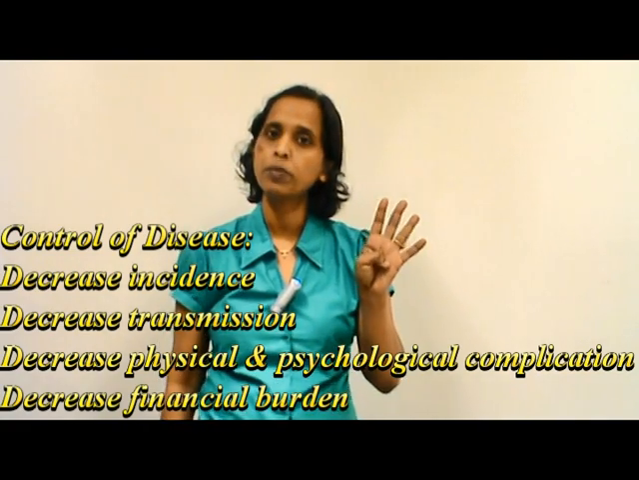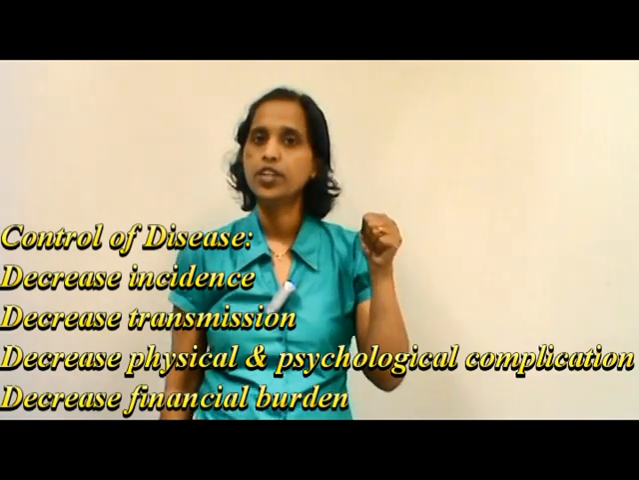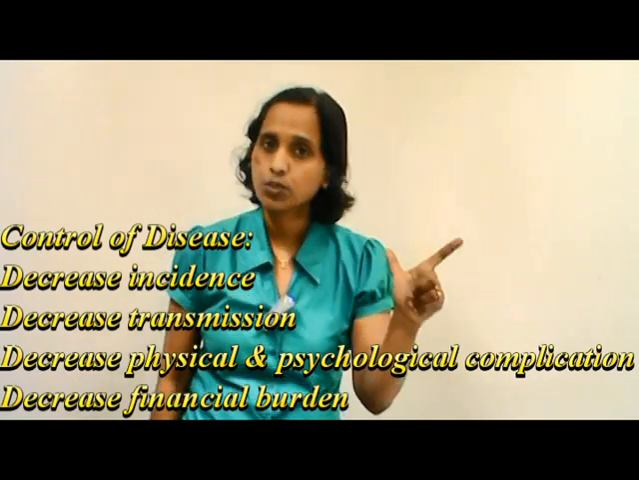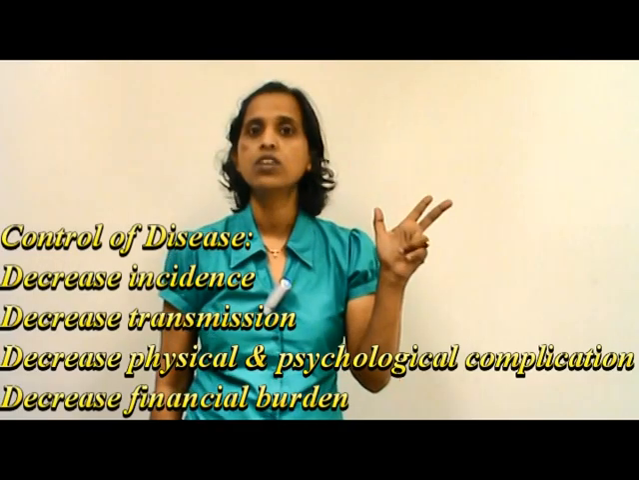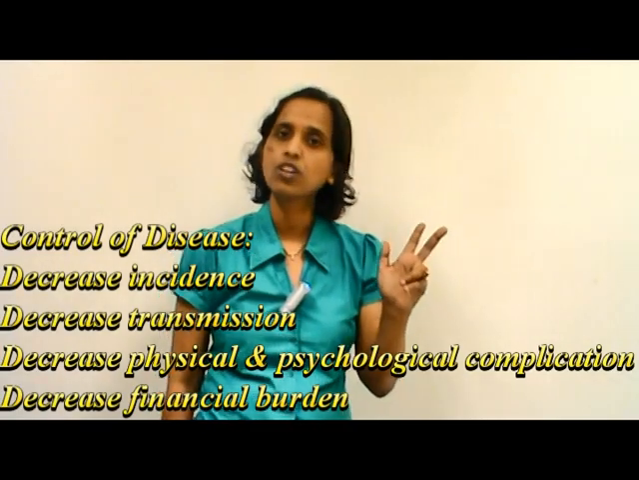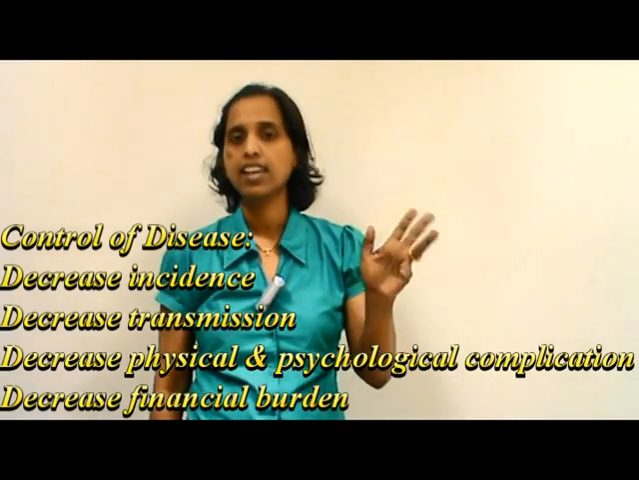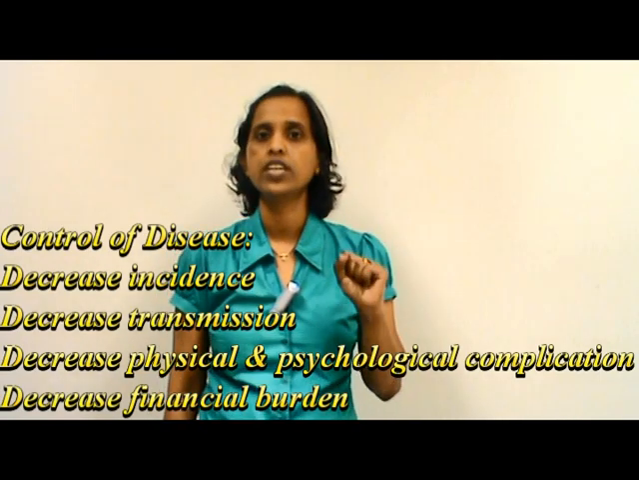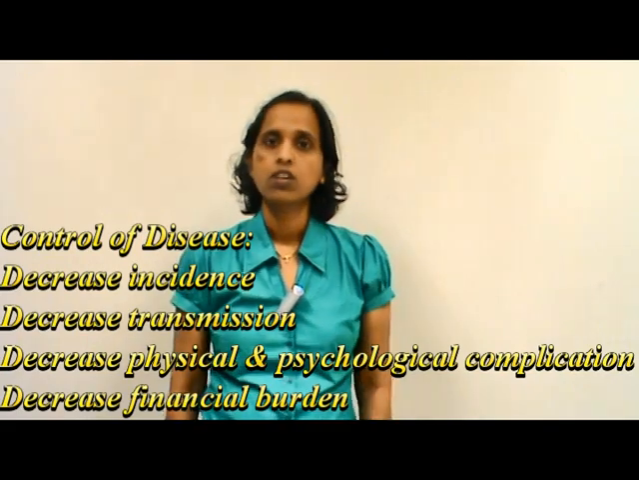So the 4 points to remember are: by achieving control, we reduce the incidence of the disease, we reduce the risk of transmission of the disease, we try to curtail the physical and psychological complications of the disease, and lastly, we try to reduce the financial burden to the community or to the country. Now, these are the principles of control. Let's look at how we actually achieve control.